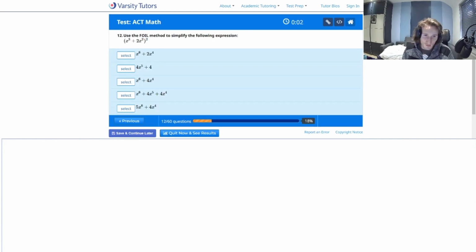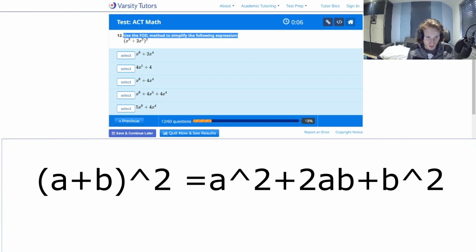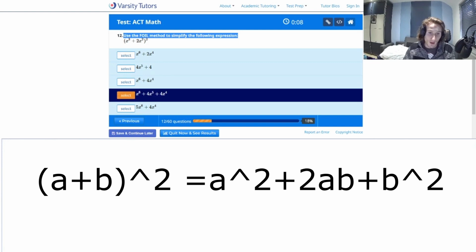Yeah, of course. Using FOIL, what's the expansion of this? Yeah, that's not too bad. So it's going to be... Well, I mean, it's kind of obvious because this is the only one with 3 terms.